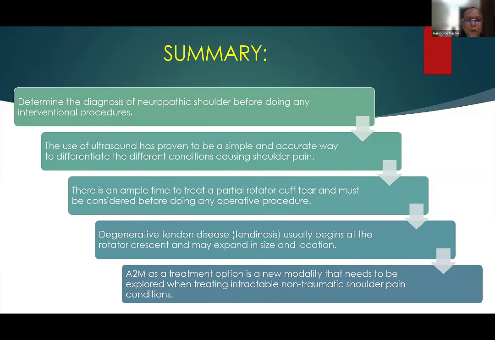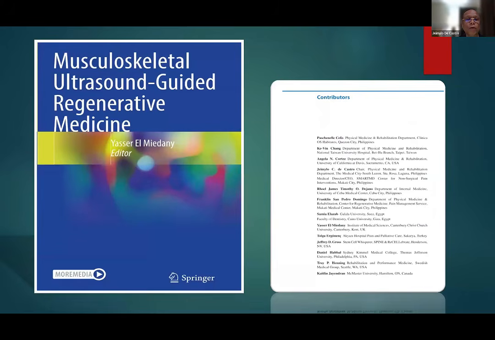ATM as a treatment option is a new modality that needs to be explored when treating non-traumatic shoulder neuropathic pain conditions. And so I would like to encourage everyone, if you want to learn more, this book published by Springer in 2022. I was a co-editor of this book, and it is available on Amazon.